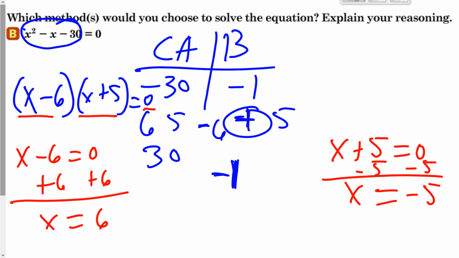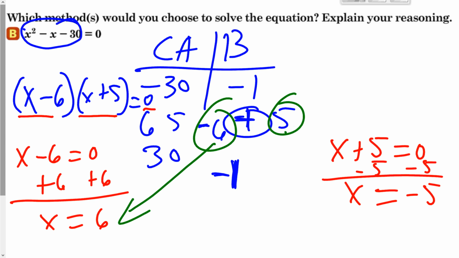Once you find these numbers, isn't my answer just the opposites? Right? Once I find those numbers, as long as my a is equal to 1, then I can just take the opposite, and those are my answers. Okay, go ahead and try this one. This one's a little more difficult. You pause the video.